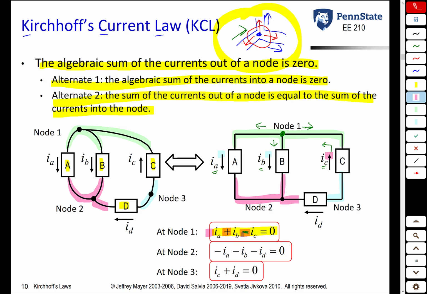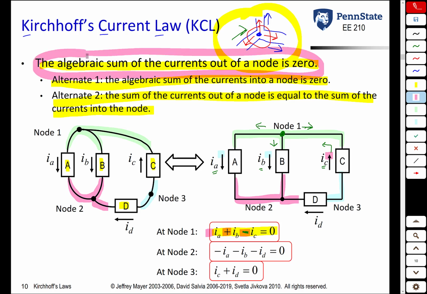Now, if we did the algebraic sum of the currents into the node, you would write the KCL equation for node 1 as negative IA minus IB plus IC is equal to 0. Notice it's the same equation when it's all said and done. If you used alternate 2, you would write it as IC equals IA plus IB. So whether you do it the way that I recommend or the other two ways, it really doesn't matter. It's personal choice. They all give you the same equation. So it's either IA plus IB minus IC is equal to 0, or negative IA minus IB plus IC is equal to 0, or IA plus IB equals IC.